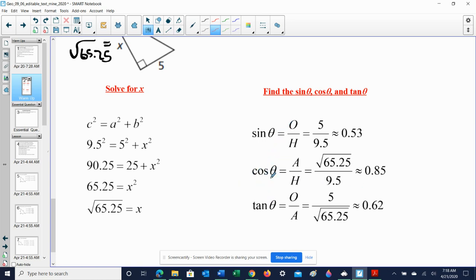Sine, cosine, tangent, opposite over hypotenuse, so SOH CAH TOA. That's what we use to get these numbers here. So hopefully you got those right.